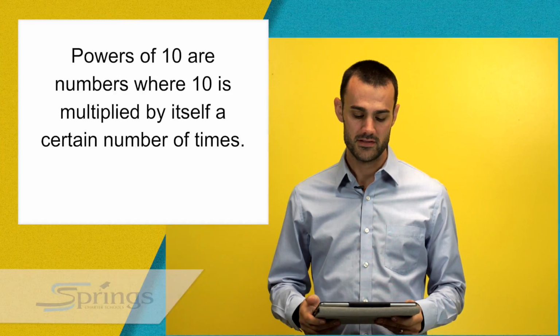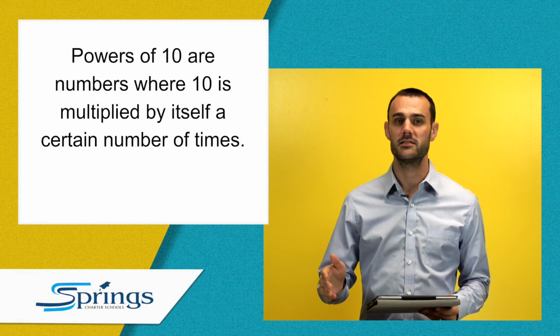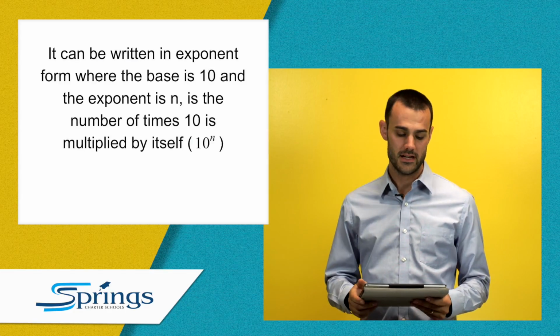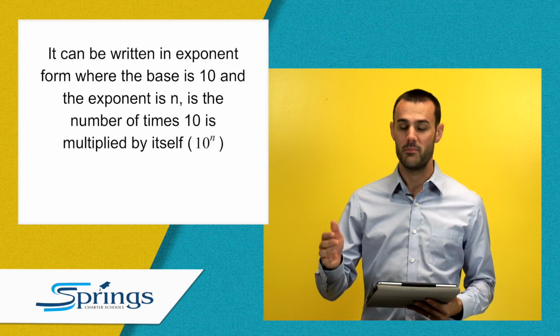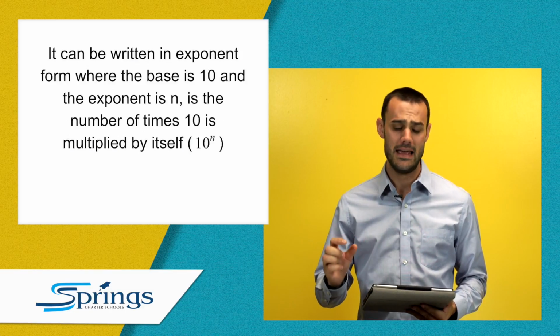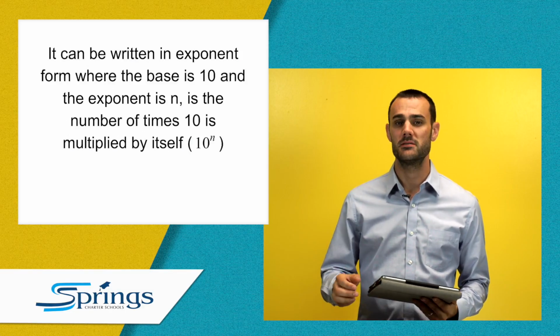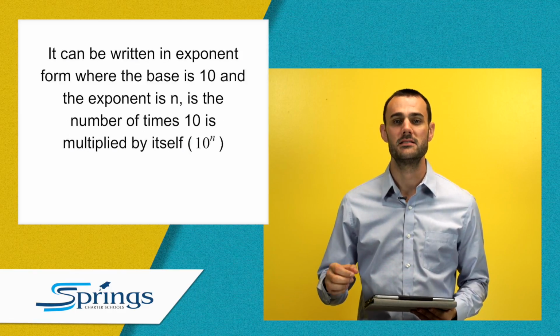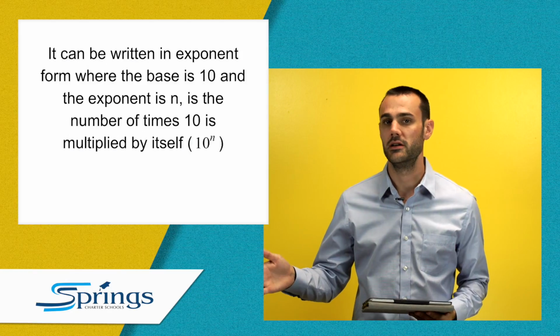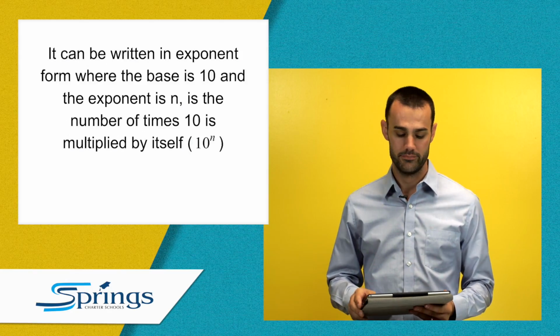So guys, powers of 10 are numbers where 10 is multiplied by itself a certain number of times. It can be written in exponent form, where the base is 10 and the exponent is the expression or variable n, the number of times 10 is multiplied by itself. So we get 10 raised to the nth power. And that letter n can change from 1 to a million. It just really depends on what problem we're working on.